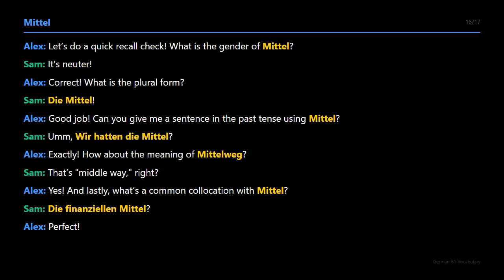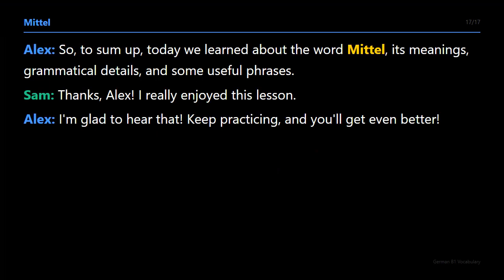Yes. And lastly, what's a common collocation with Mittel? Die finanziellen Mittel. Perfect. So, to sum up, today we learned about the word Mittel, its meanings, grammatical details, and some useful phrases.